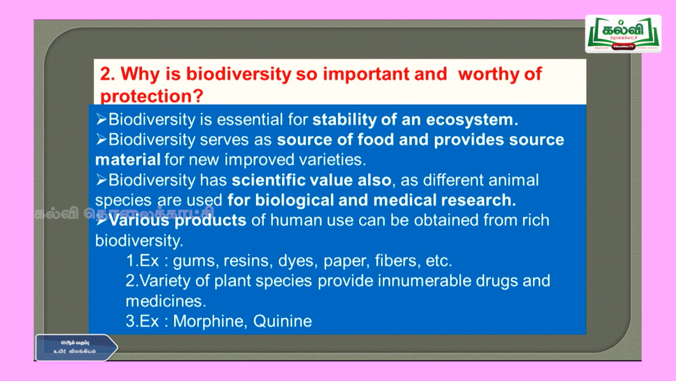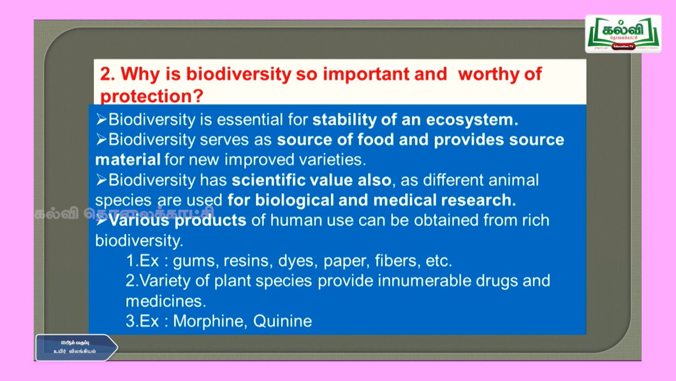Then second question, why is biodiversity so important and worthy of protection? So biodiversity is essential for stability of an ecosystem. So biodiversity serves as a source of food and provides source materials for new improved varieties. So biodiversity has scientific value also, as different animal species are used for biological and medical research, and various products of human use can be obtained from rich biodiversity.